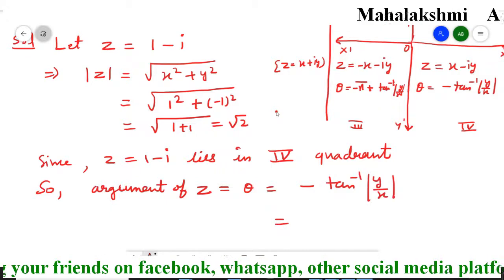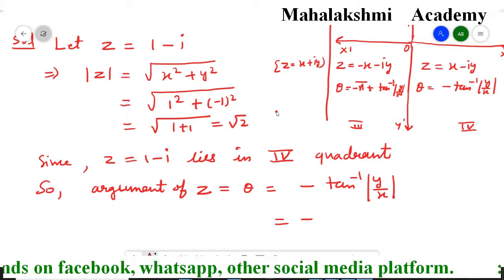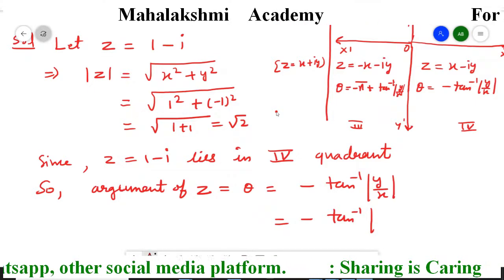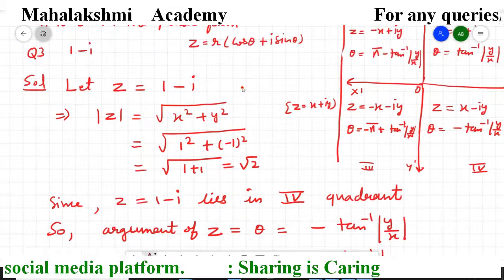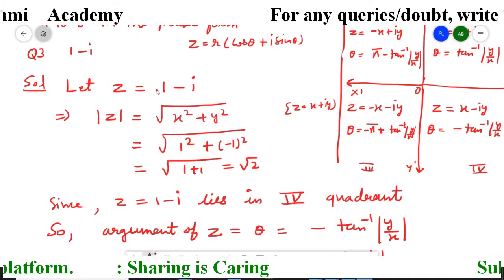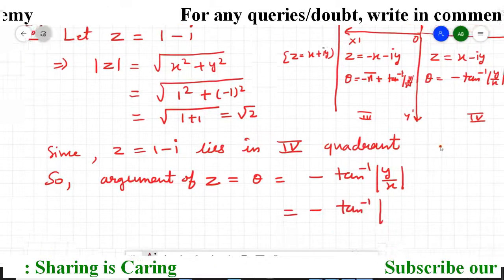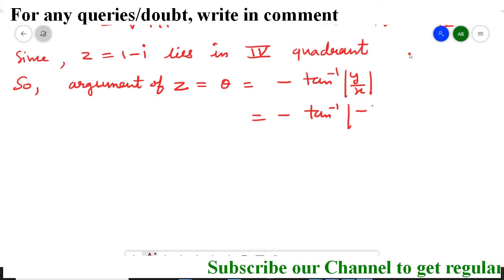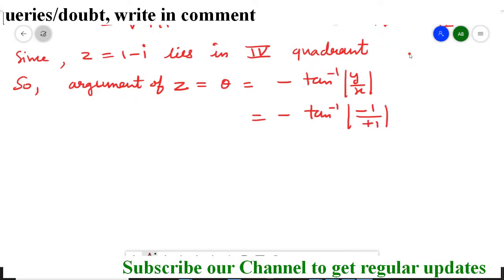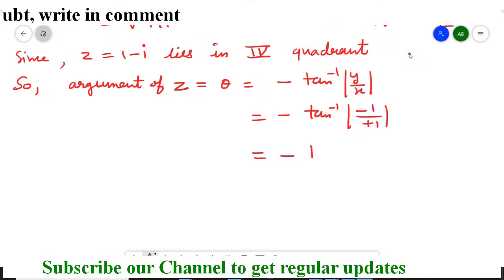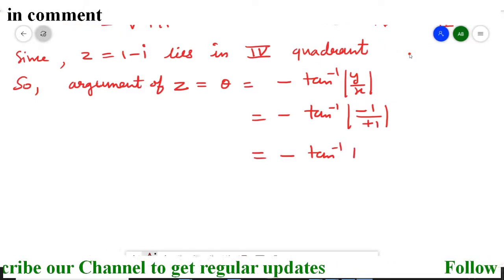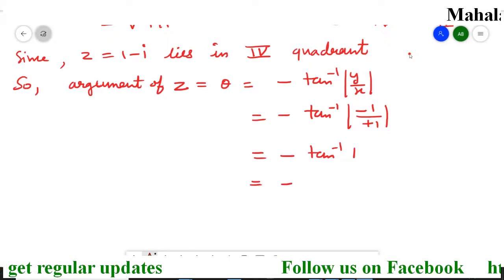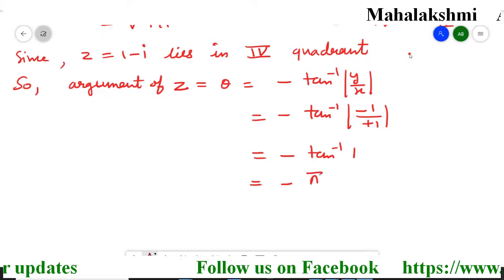Now in this we have to put the values. That will give us minus tan inverse mod y, where y means the imaginary part. What is the imaginary part here? The imaginary part is minus 1 and the real part is plus 1. So when we substitute, we will get minus 1 divided by plus 1. So it is going to be minus tan inverse 1 only, because mod is there. Now tan inverse 1, you know, is pi by 4. So it is going to be minus pi by 4.